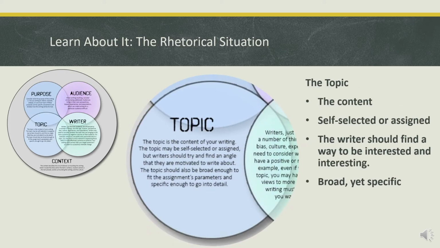The topic of the speech is the content. Sometimes it is self-selected, and other times it is assigned. If it is assigned, the writer needs to find a way to be interested in the topic and interesting. Additionally, topics might be broad, such as dogs, or the topic might be more specific, such as the benefits of fostering rescue dogs. Can you name a broad topic? What about a narrow topic?